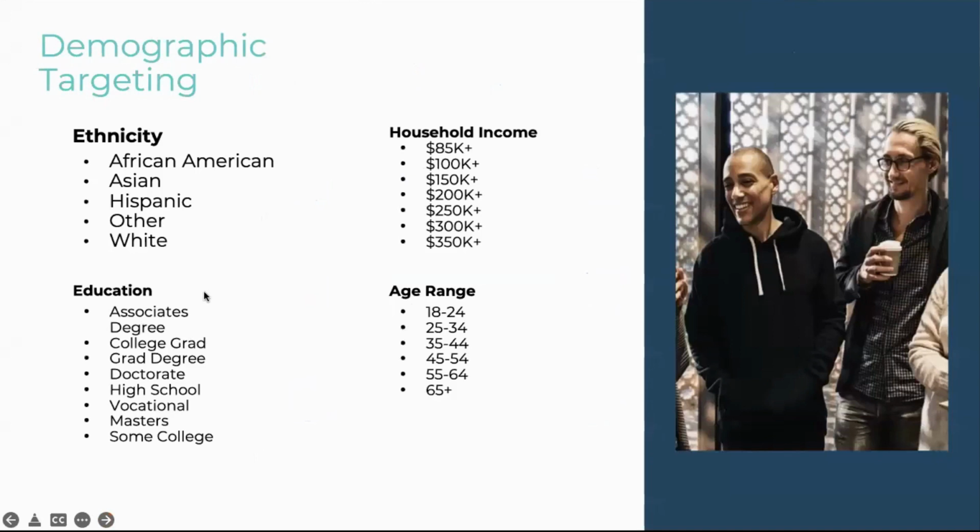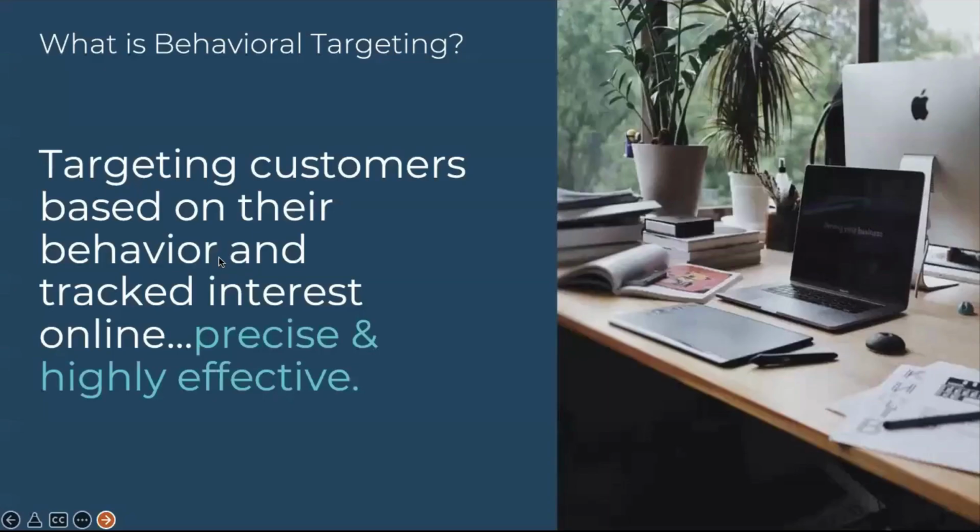So just some examples on demographic targeting, like we had talked about, it's household income, ages. We can target based on education level, ethnicity. If you've got an idea of who your ideal customer is and they fit into certain demographics, we definitely want to layer that in and include that in your display campaigns.